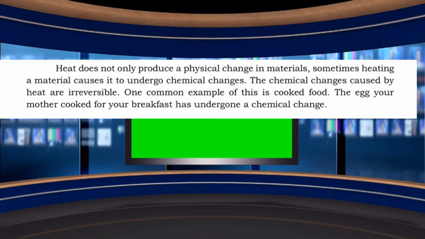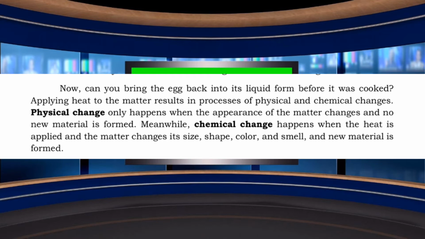Heat does not only produce a physical change in the materials. Sometimes, heating a material causes it to undergo chemical changes. The chemical changes caused by heat are irreversible. One common example of this is cooked food. The egg your mother cooked for your breakfast has undergone a chemical change. Now, can you bring the egg back into its liquid form before it was cooked?